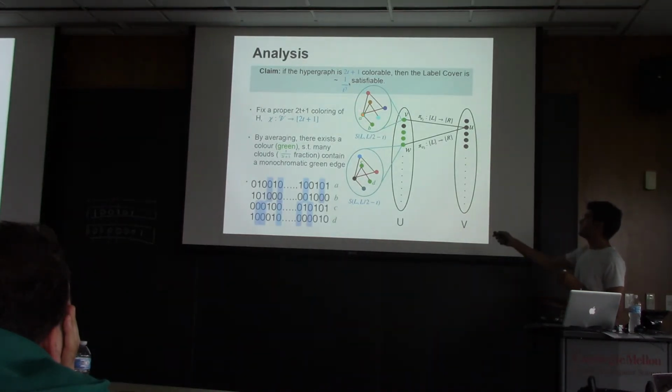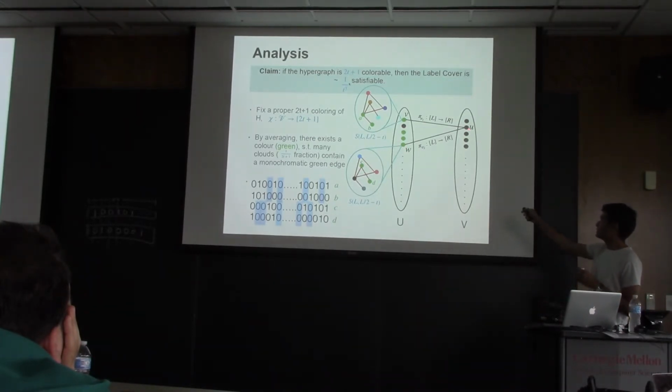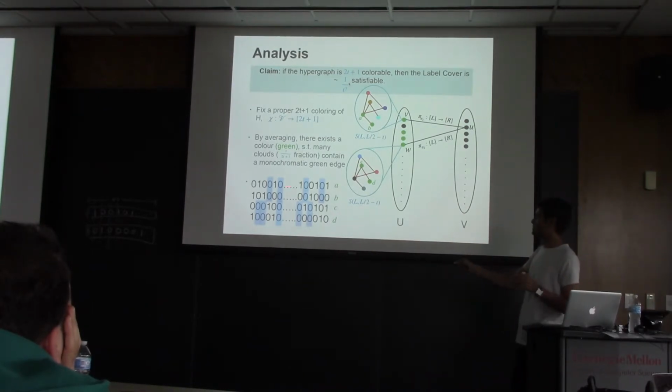Now, what can we say about AB and CD? Suppose the monochromatic edge in this cloud was AB, and the monochromatic edge in this cloud was CD. Of course, they share a common variable. They have a constraint with a common variable. What can we say about AB and CD? So, let's write down AB and CD. Okay, so A is some unnesting, B is some unnesting, C and D.